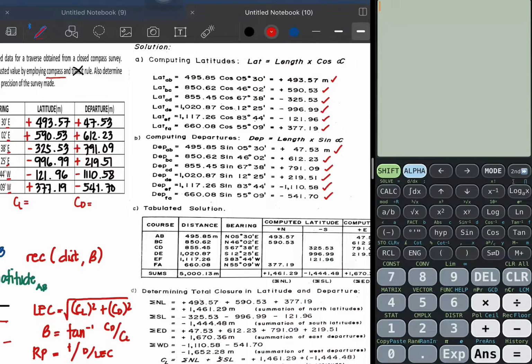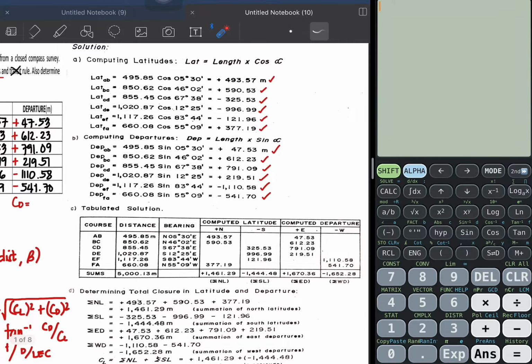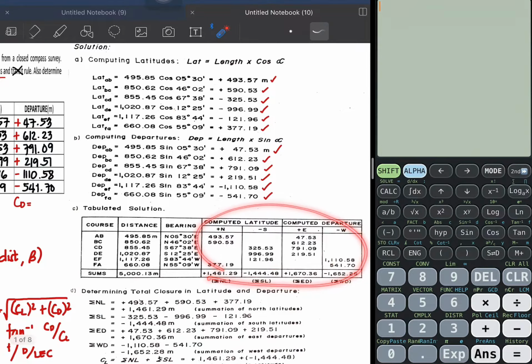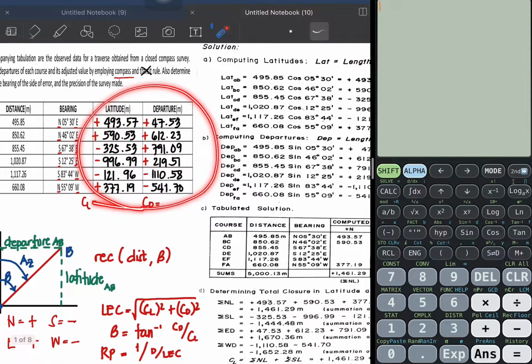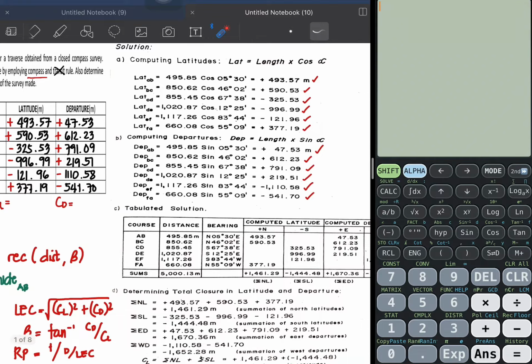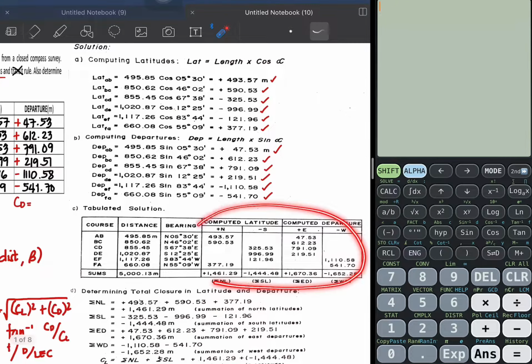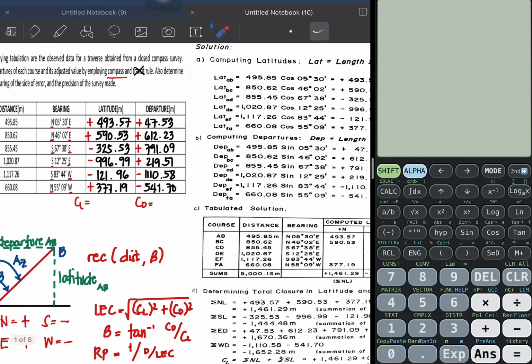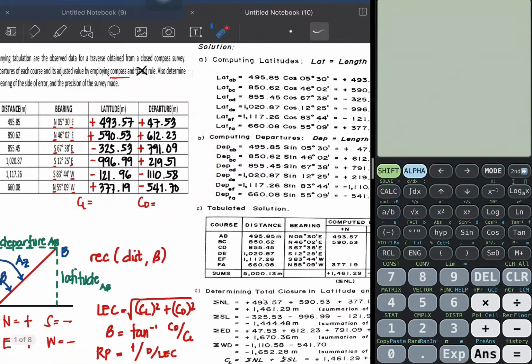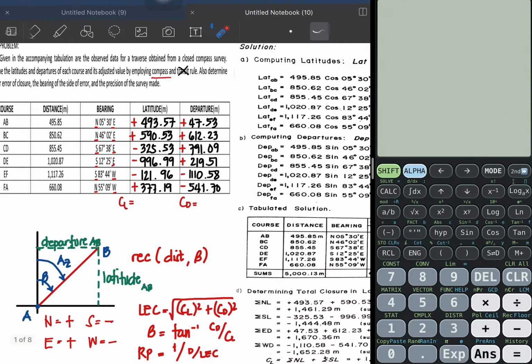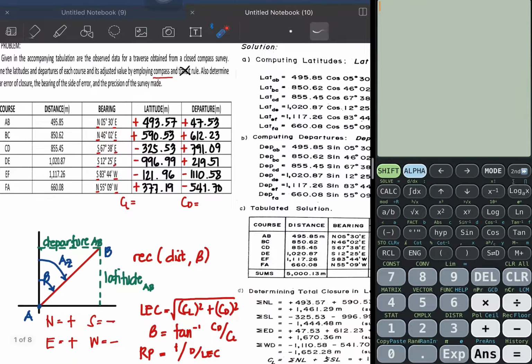Sometimes you have to tabulate the data like this, or you can have just like this tabulation. It's up to you. You have to group the north latitude and south, then group the east departure and west departure, or you can have this tabulation. So let's calculate now the closure in latitude and closure in departure.